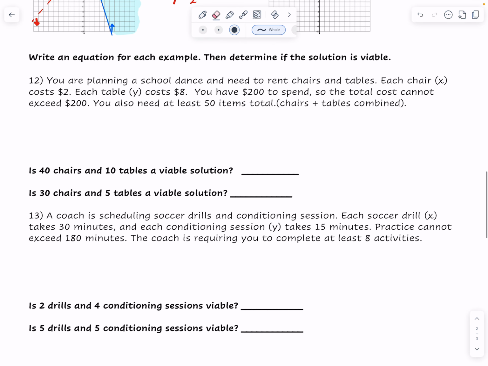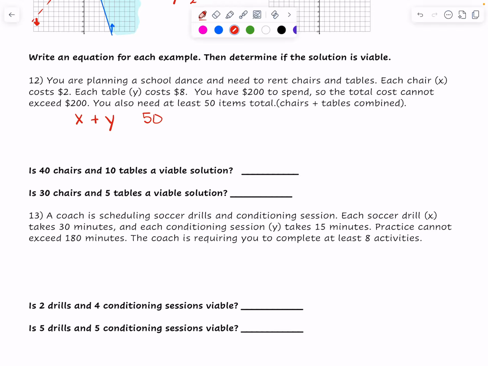Okay, number 12. You are planning a school dance and need to rent chairs and tables. Each chair X costs $2. Each table Y costs $8. You have $200 to spend, so the total cost cannot exceed $200. You also need at least 50 items total, so that's out of the chairs and the tables combined. So if you are trying to plan this, you can have chairs plus tables, and that needs to be 50.